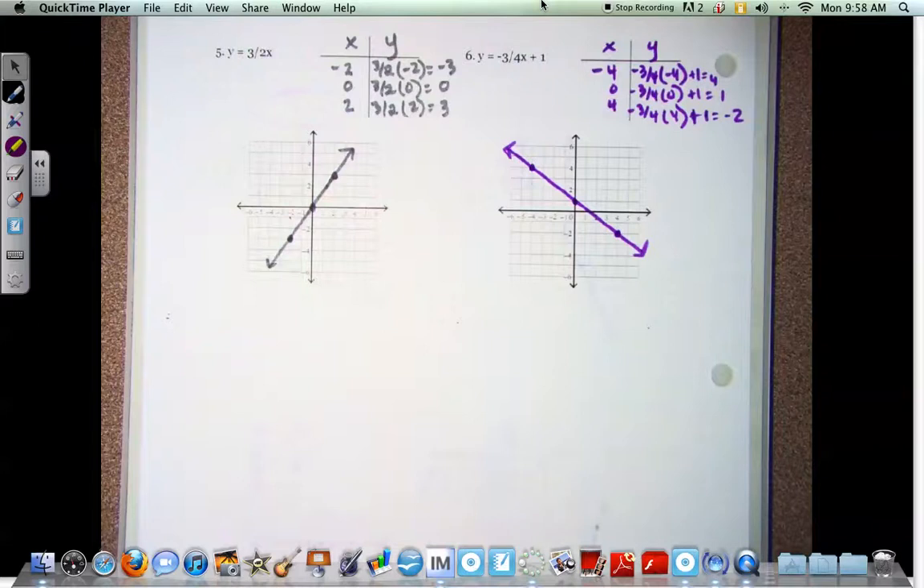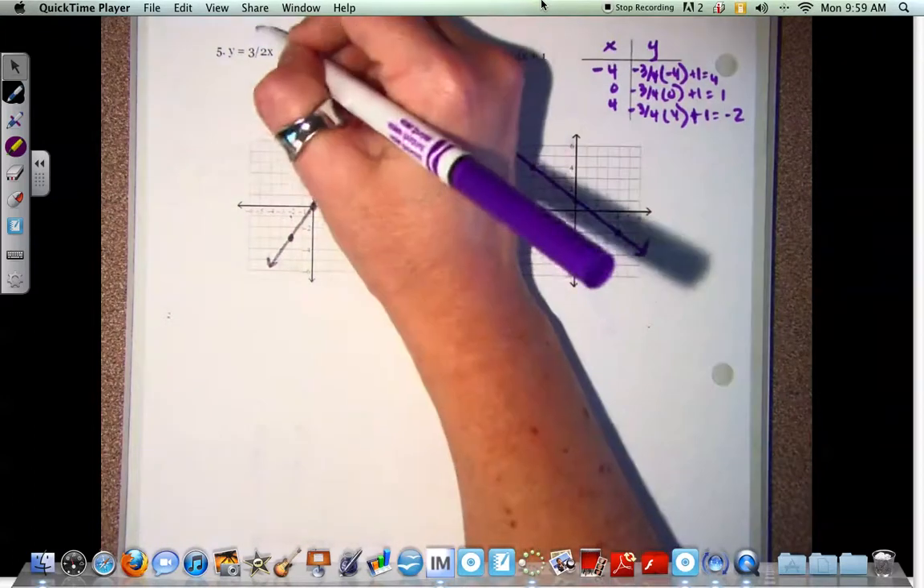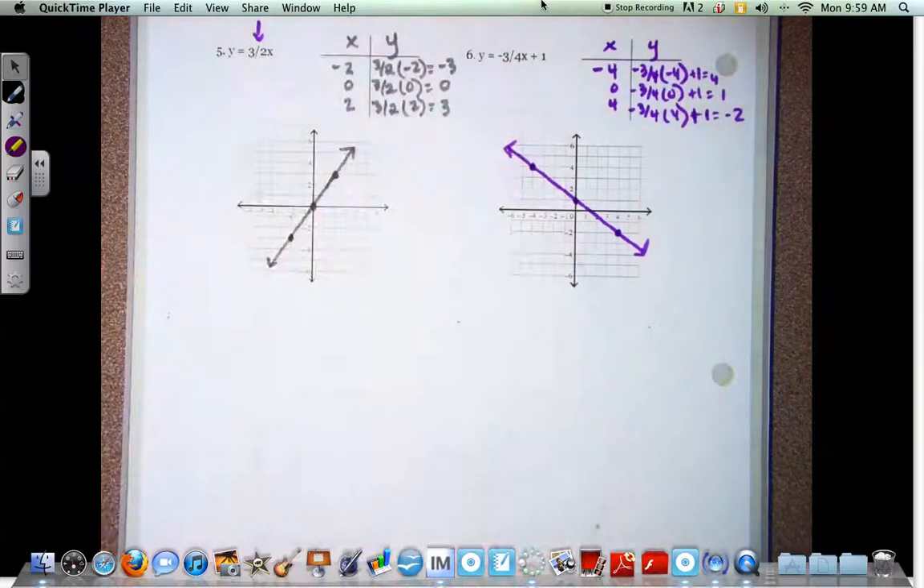The slope. Which one's the slope? There's a number next to the x. What's the thing that Terry did last year?